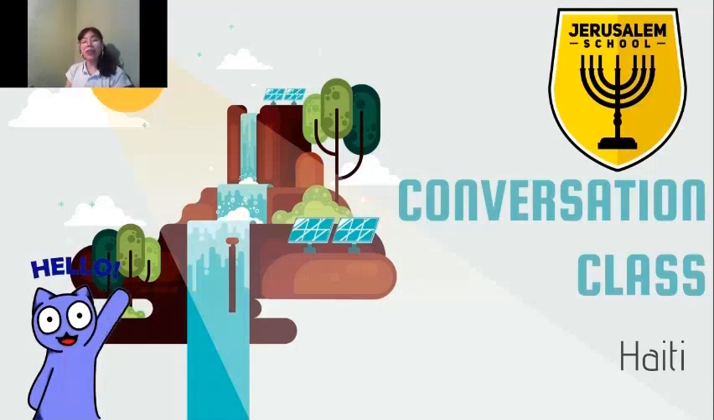And let's start our class. Today's class is a conversation class. It's going to be a little bit different because we're going to be talking about a little bit of geography and culture, history, about a country that is located here in the American continent, which is Haiti. We're going to talk about Haiti, its culture, and its people, and many facts about Haiti.